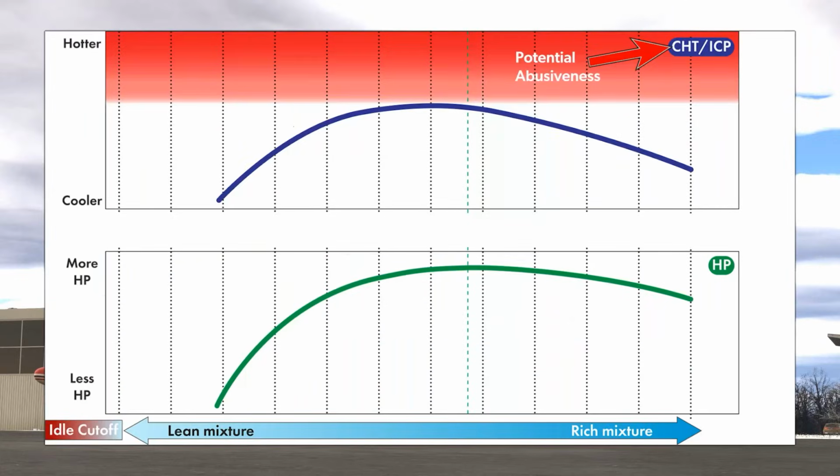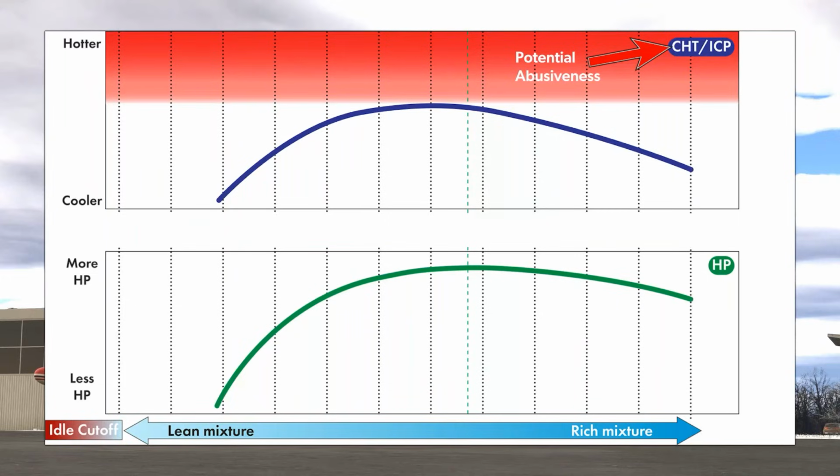We still have the horsepower section at the bottom, but now at the top, we have a blue curve that's labeled CHT/ICP. And this represents how potentially abusive the mixture setting could be. CHT, of course, is cylinder head temperature. This is something that is on the engine monitor, and it's a good indication of stress. High CHTs can be damaging to the engine or can limit its longevity. We'll get to what practical realistic limits should be in a moment, and they're not the same as the manufacturer limits in most cases. But CHT is one element of the abusiveness equation.